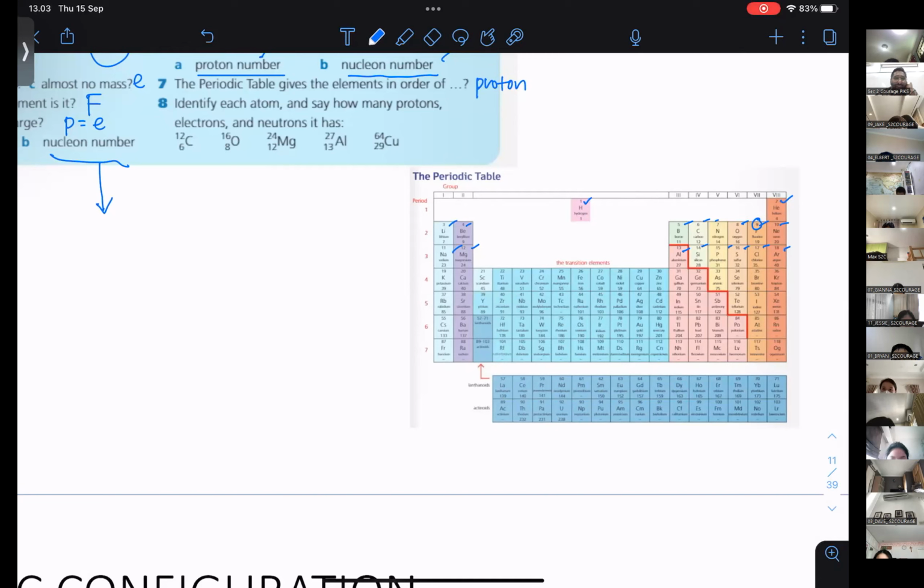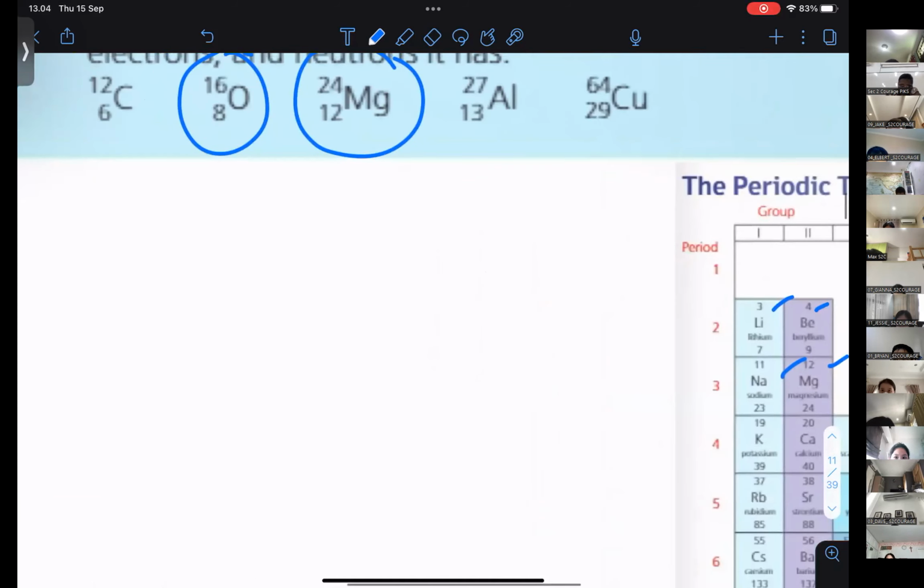Identify each atom and say how many protons, neutrons, and electrons. I think this one is quite easy. Maybe we just do these two. So oxygen, PEN. How many protons? Okay, Max Leon, can you answer me now? You're muted, Max Leon. How many protons?